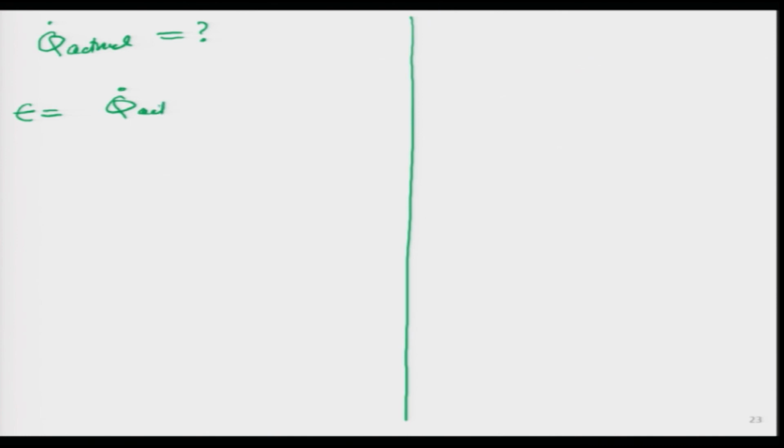Now, Q dot max I have figured out from here. What is the value of Q dot actual? Why do I need it? Because I want to calculate the value of epsilon by taking the ratio.